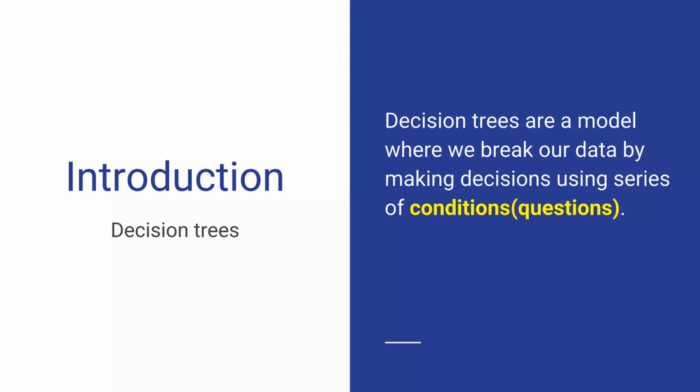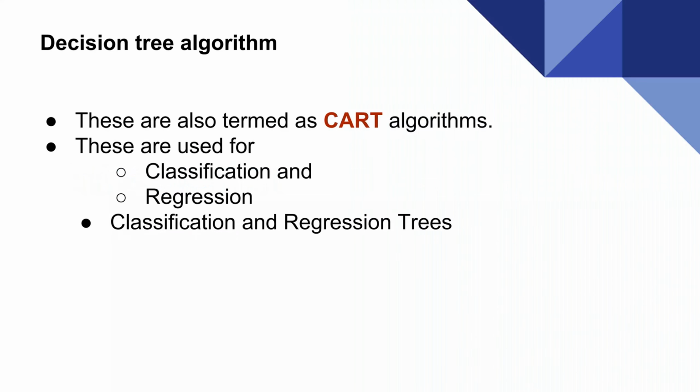Introduction: Decision trees. Decision trees are a model where we break our data by making decisions using a series of conditions, questions. Decision tree algorithm. These are also termed as CART algorithms. These are used for classification and regression trees.